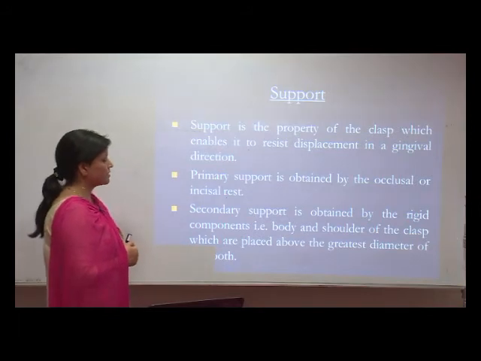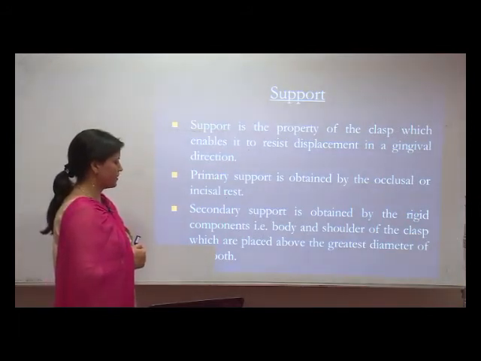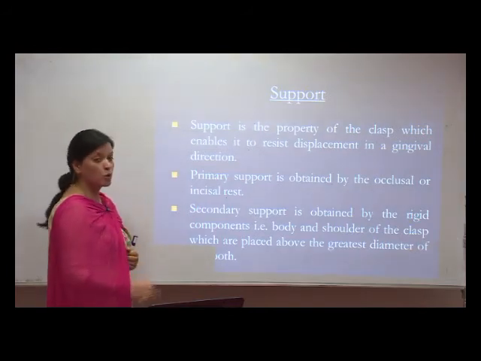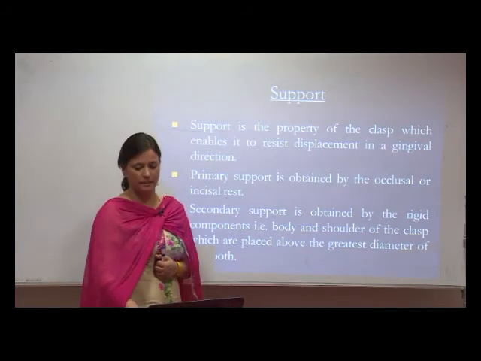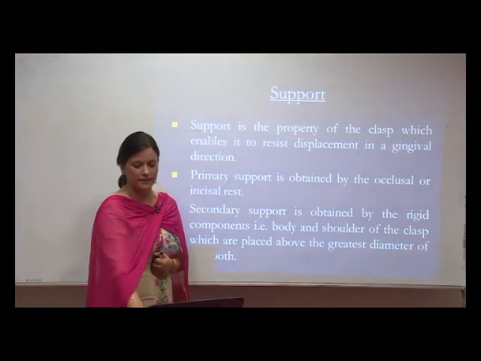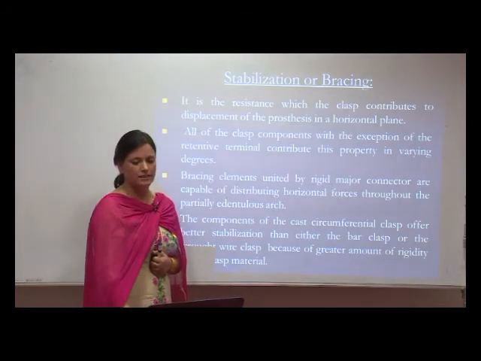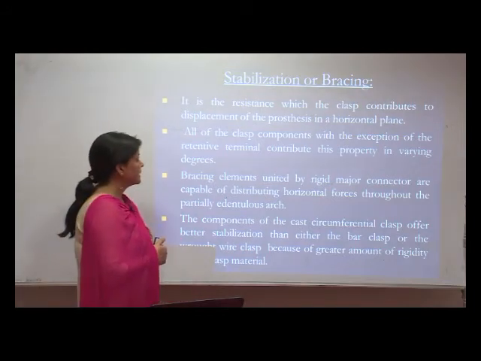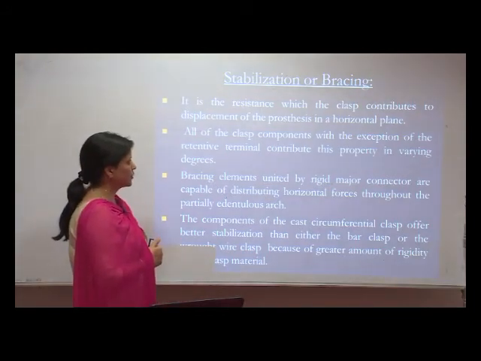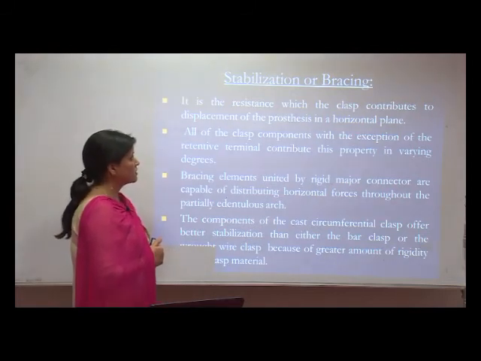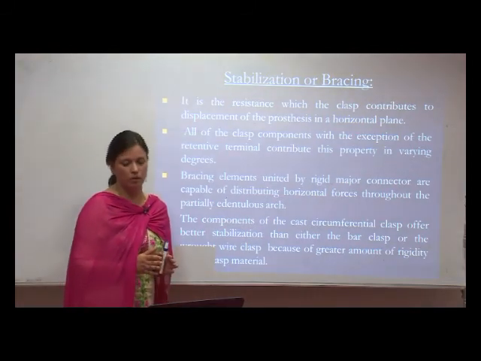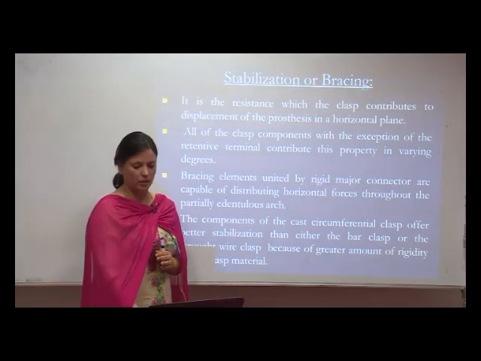Support. Support is a property of the clasp which enables it to resist displacement in the gingival direction. Primary support is obtained by the occlusal or incisal rest. So, primary support is determined in CPD by the rest seats. Stabilization or bracing is the resistance which the clasp contributes to the displacement of the prosthesis in a horizontal plane. Stabilization and bracing is mainly provided by the reciprocal arm.